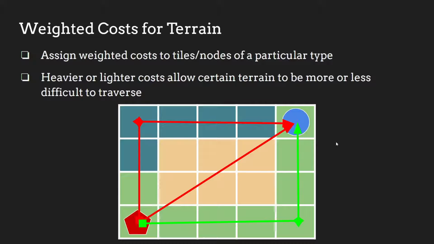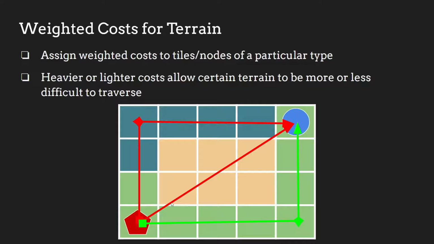In addition to these features of A-star pathfinding, I also implemented weights into my nodes. This allowed me to assign weighted costs to the different tiles or nodes based on, in Unity, their layer, using layer masking. The way that these weighted costs work is that a heavier or a lighter cost can cause certain tiles to appear more desirable for taking the path to, because they don't cost as much to move over.